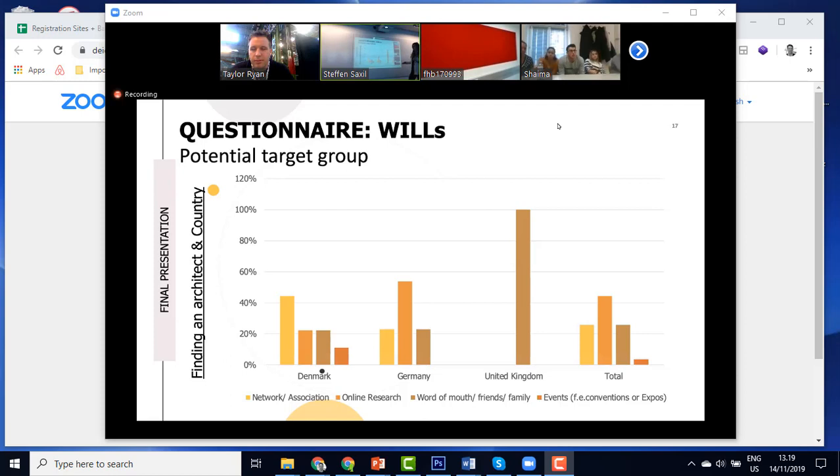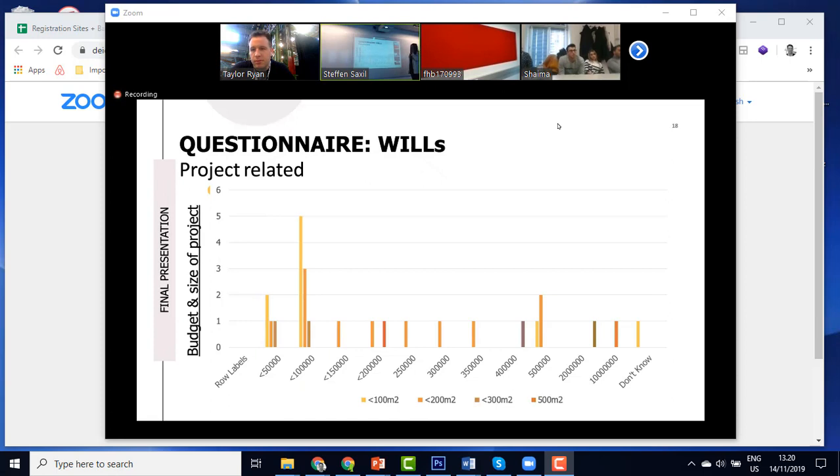Then we have a look at the way they will find their most suitable architects. The conclusion is that most of the people from Denmark and Germany will use their network, online research and word of mouth. The United Kingdom is at 100% in this picture, but we only got one or two responses, so it's not that interesting. But the most important part is that online research is the most attractive way to get in touch with the potential target group.